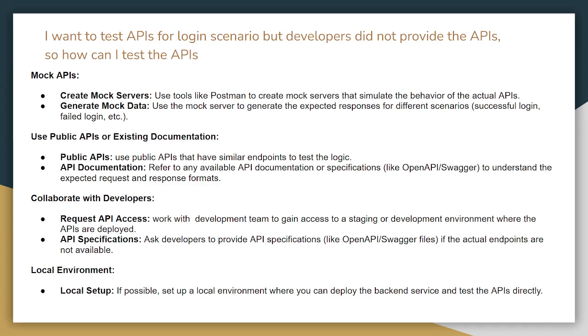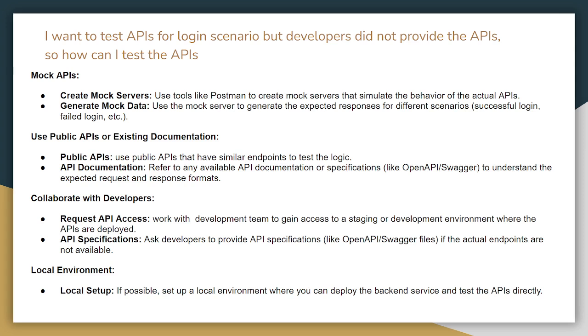So in conclusion, by using mock server, public APIs, API documentation, and collaborating with the developers, you can effectively test the login APIs and other endpoints even when the actual APIs are not directly provided. This approach allows a QA to validate the test scenarios and ensure the application handles different responses correctly.